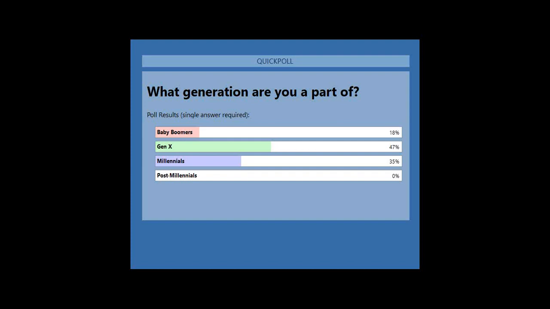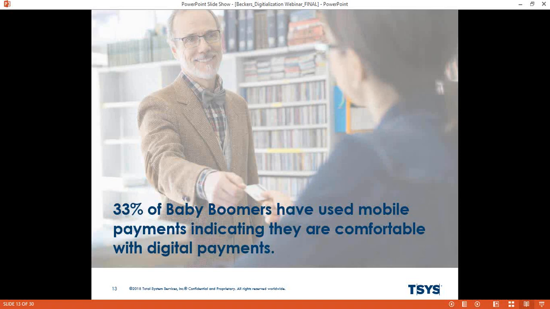Okay, so most of our audience is part of Generation X, 47%, followed by millennials, and we have the least amount in baby boomers and post-millennials. Great. We're going to talk a little bit about each group because they come with very specific characteristics on how they want to be reached and how we can promote talking to them.